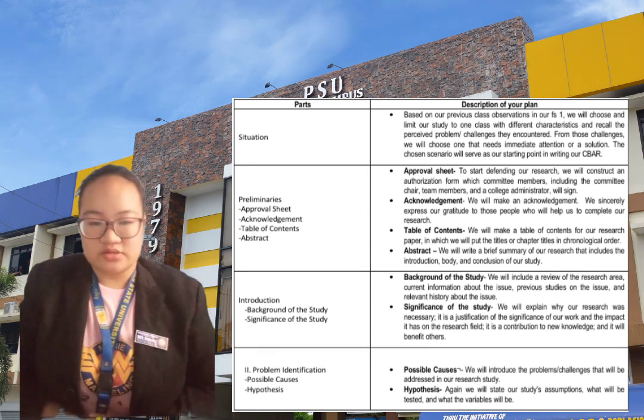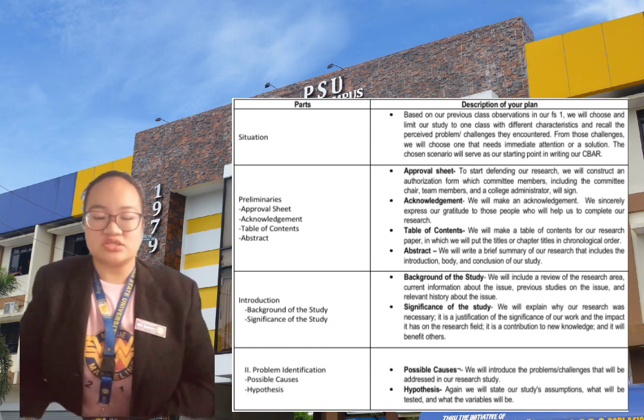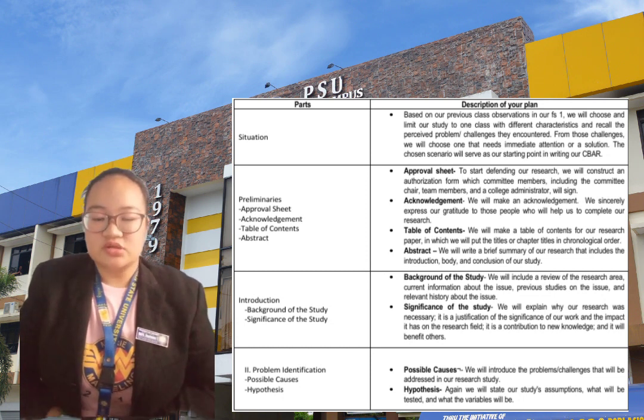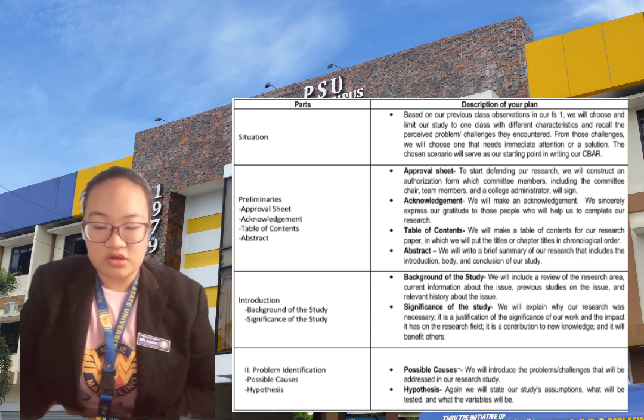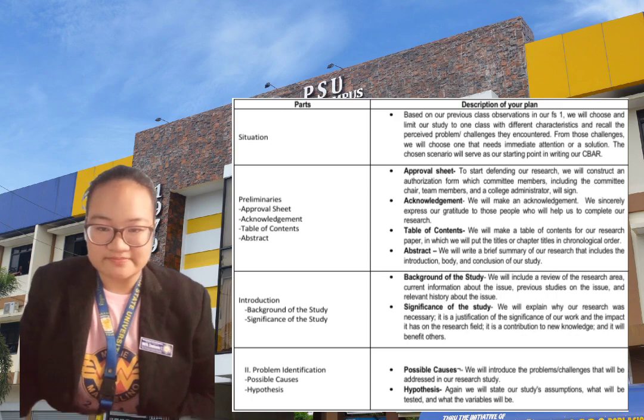Second part is problem identification. Possible causes. We will introduce the problems or challenges that will be addressed in our research study. Hypothesis. Again, we will state our study assumption, what will be tested and what the values will be.